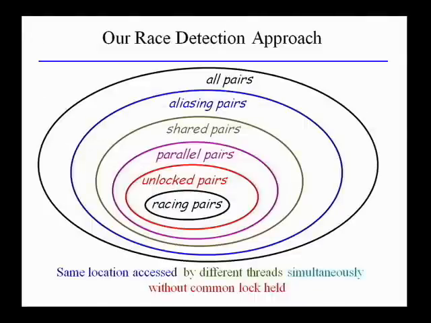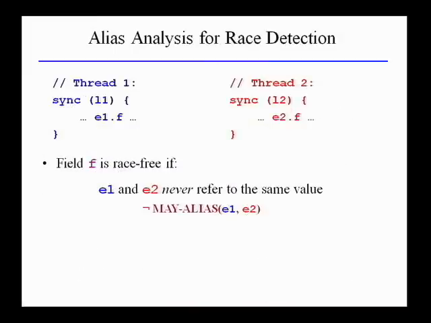All right, so back to our picture. Here's where we are. Now, how can we use this alias analysis for race detection? Field F is going to be race-free, we said, if E1 and E2 never refer to the same value. So if the may-alias relation between E1 and E2, however you compute that, says they can't alias, then you know that those two expressions can never race.